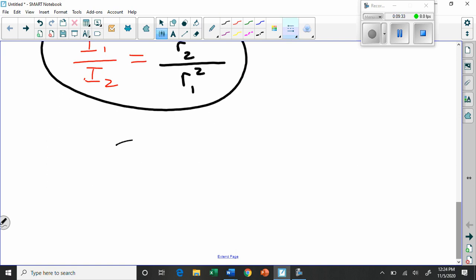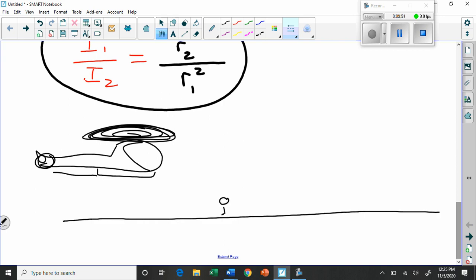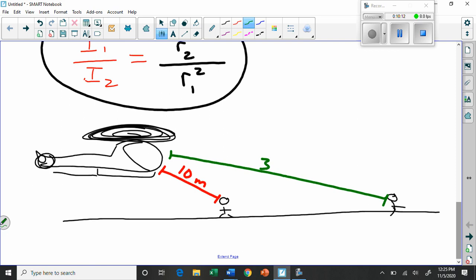Let's say we have a helicopter here. There's our helicopter. Little propeller there. Okay? And the helicopter is making a lot of noise. And so down here on the ground, we have a person right here. And we have a person way over here. And so the closest person is going to be this far away. Let's say this person is 10 meters away. The other person is 30 meters away. Those are the R, right?